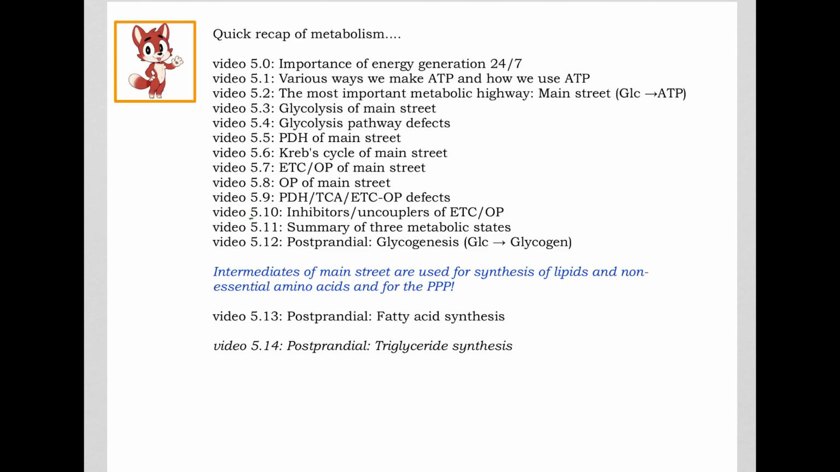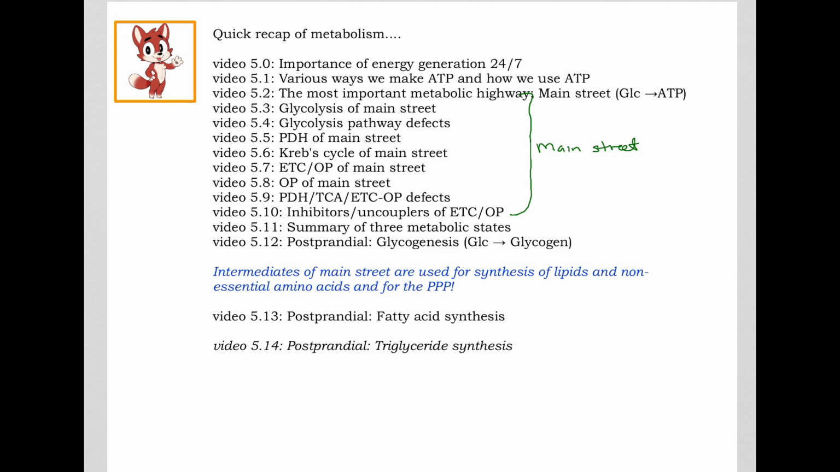Then in video 5.10, we talked about chemicals that affect the electron transport chain and oxidative phosphorylation, chemicals that we call inhibitors as well as uncouplers. So these videos, between 5.2 to 5.10, are all on the most important metabolic pathway, the main street of metabolism in your cells.